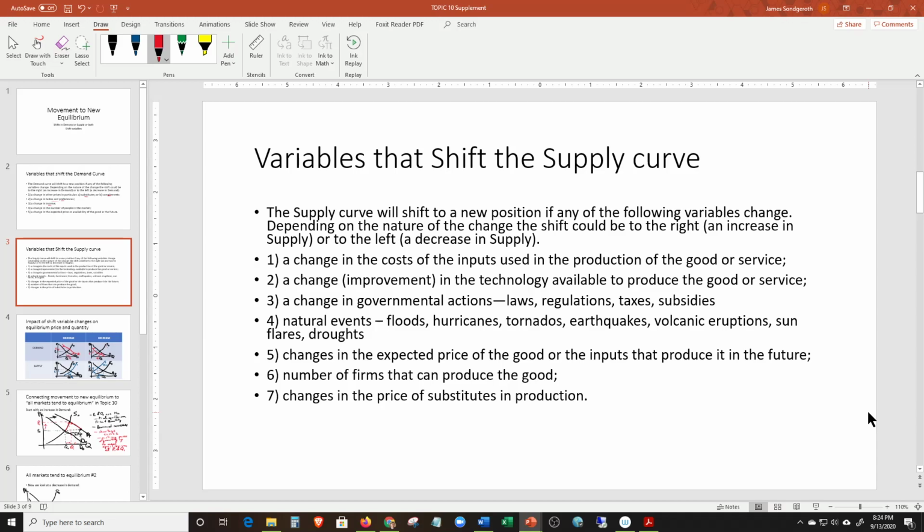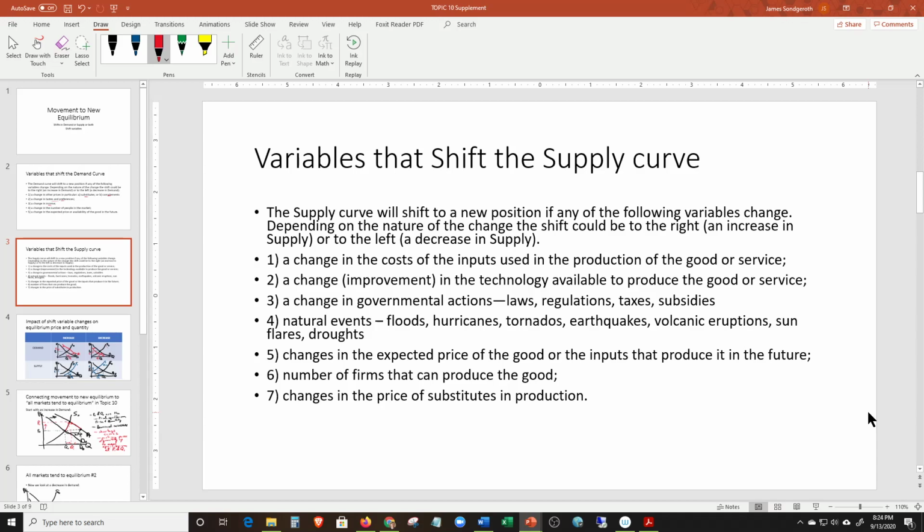Number 5, changes in expected price of the good or inputs that produce it. So, if the producer thought prices were going to increase in the future, they would hold production off the market until they increased. So that would shift it to the left. They would decrease the amount available. And if they thought the price was going to drop, they'd try to dump as much on the market now to get the current price as they could. Of course, that would shift the supply curve to the right.